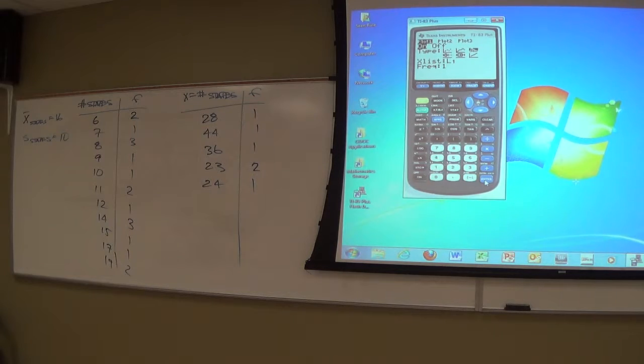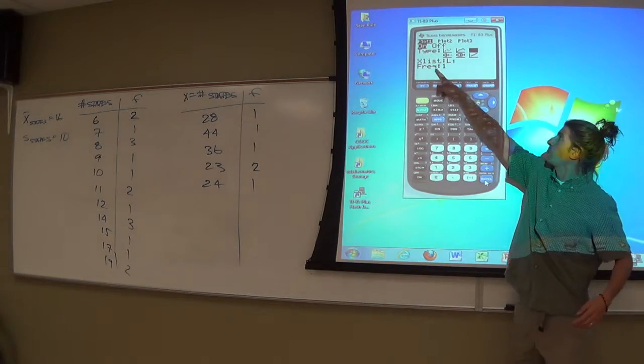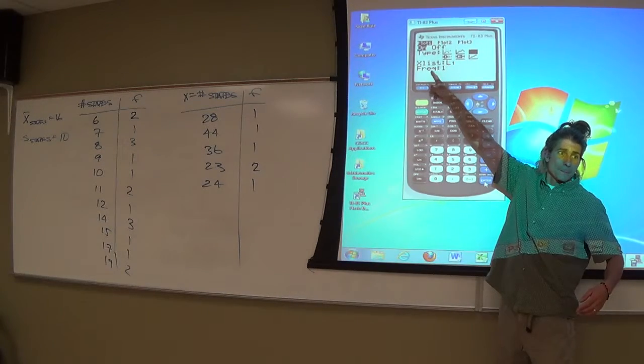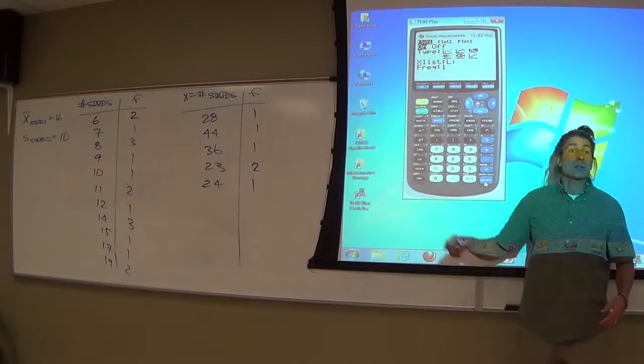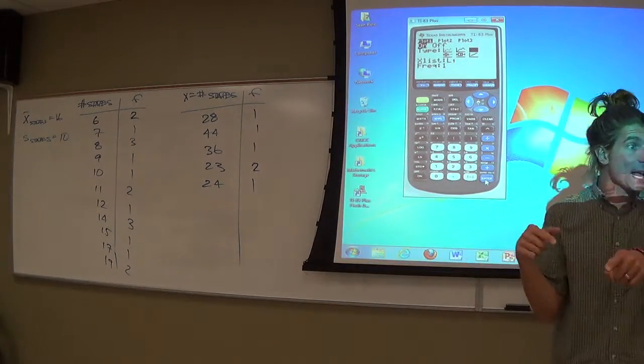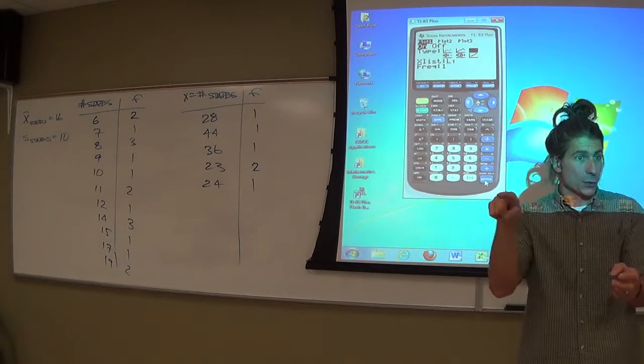And change your frequency. And this is what Kate mentioned earlier when she was trying to graph her plot. She wasn't changing the frequency to L2. Because we have our data in L1 and L2, you have to tell the TI that your data is in L1 with frequencies in L2. Does that make sense? It's just like when you do one-var stats. When you did one-var stats, you typed one-var stats L1, comma L2.